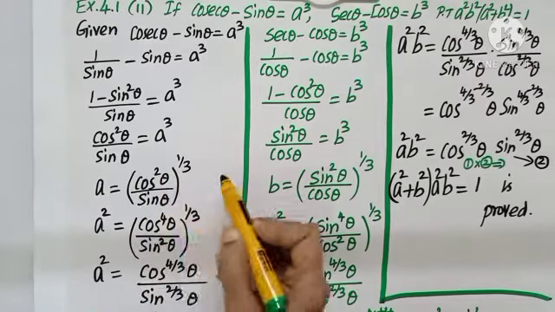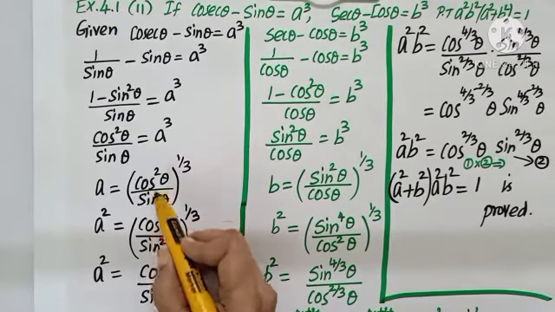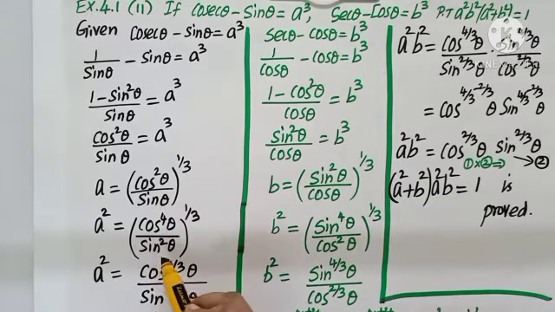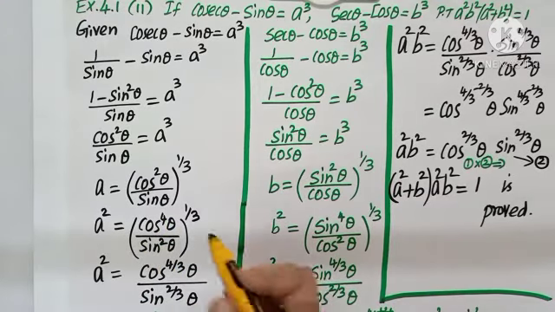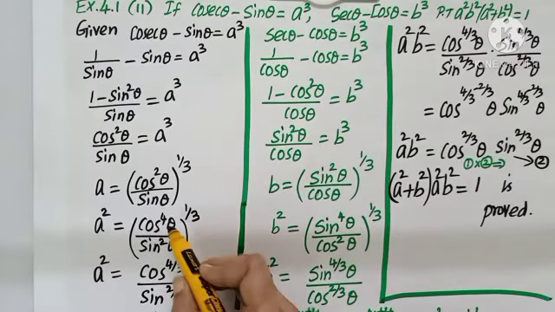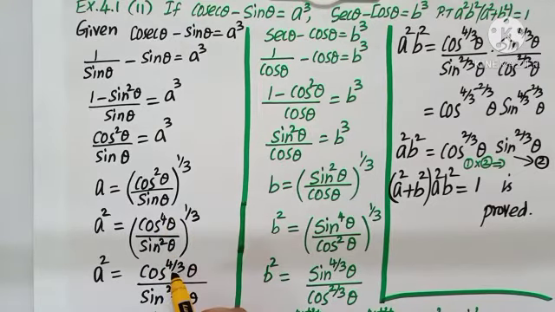Inside the bracket let us square. So 2 will become 4. Down I have sin square theta. Now take the power in. It is 4 by 3 in the numerator, 2 by 3 in the denominator.